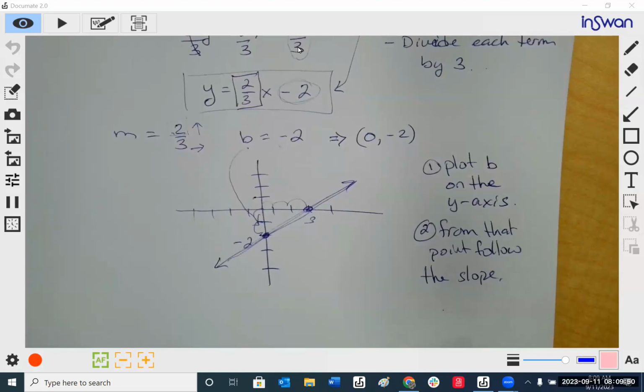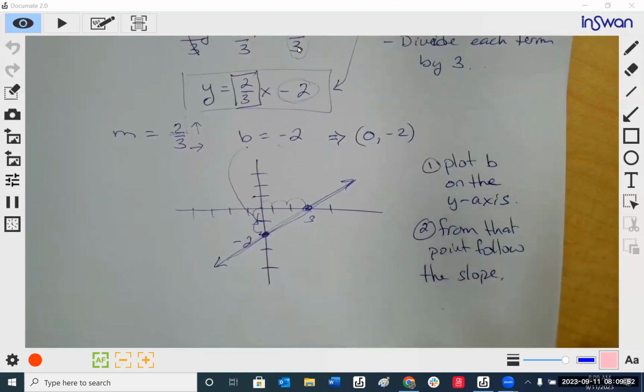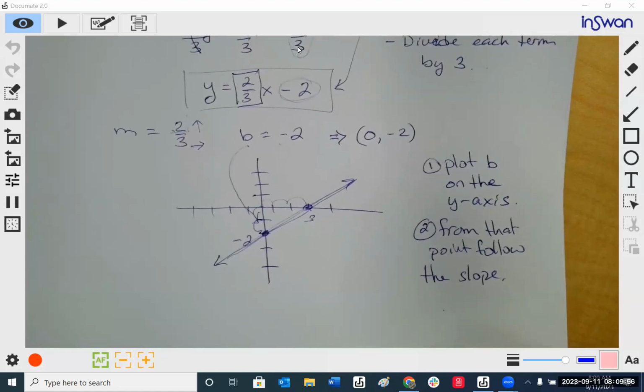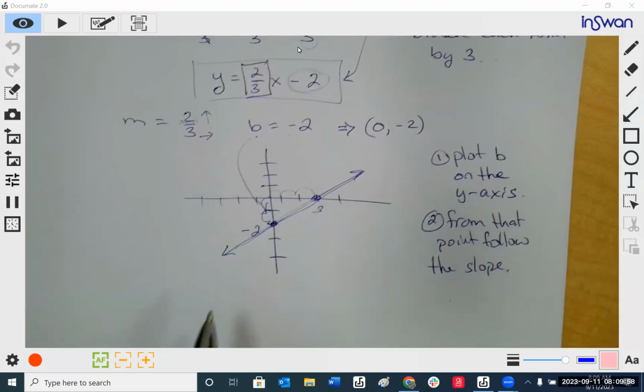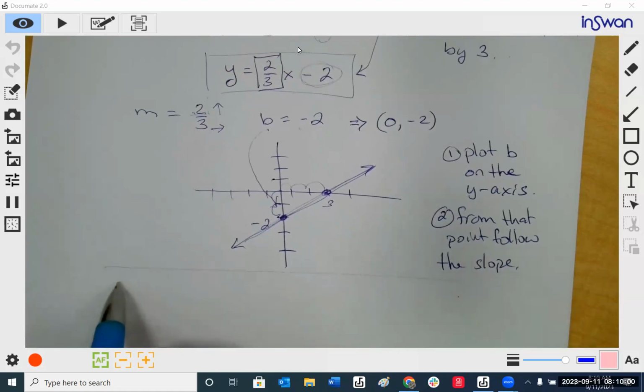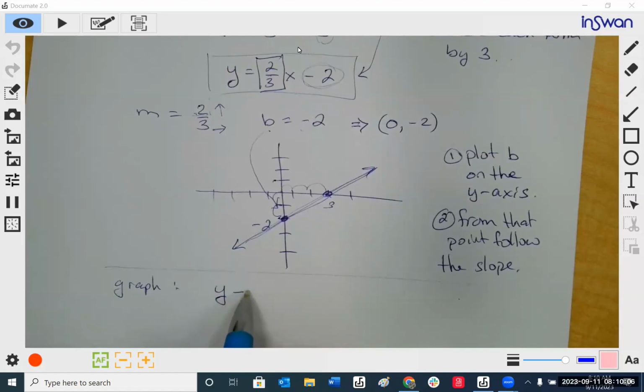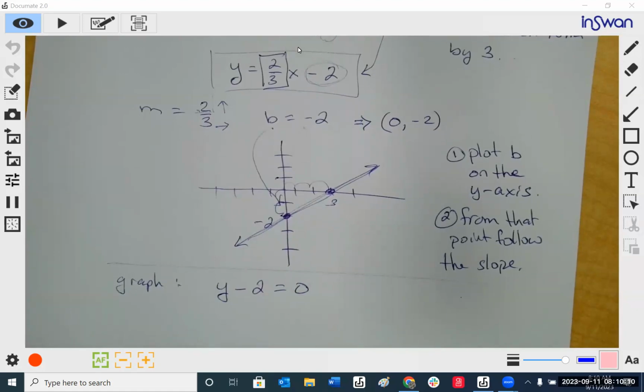So no matter what kind of equation you have, it's always going to happen that way. Trick question. Graph that equation.